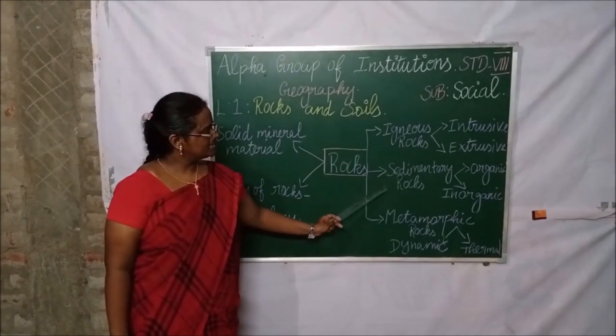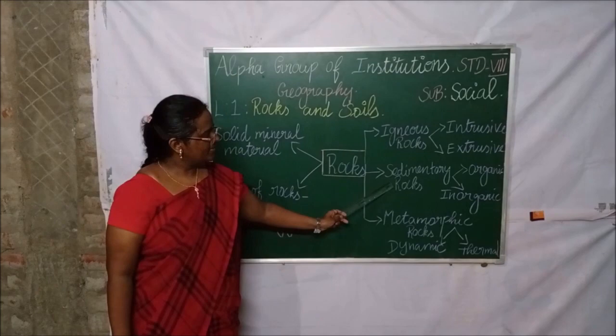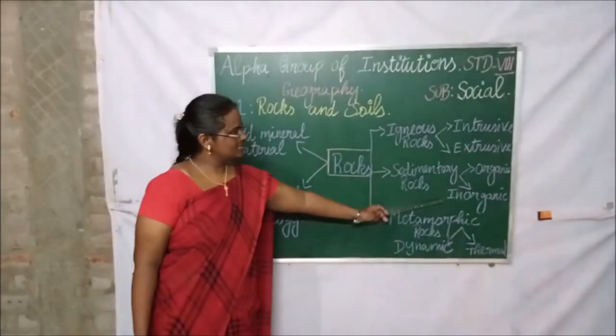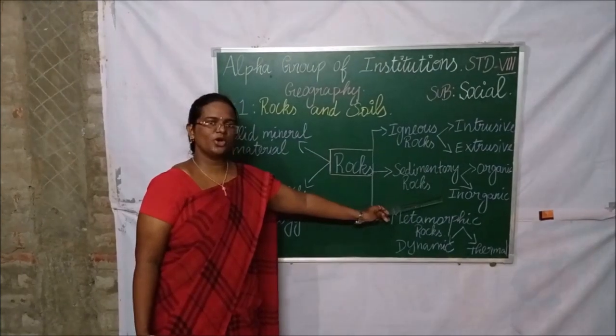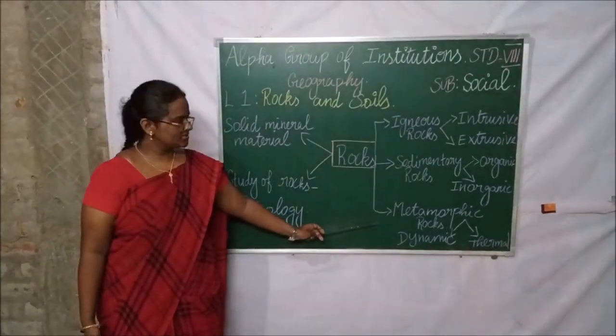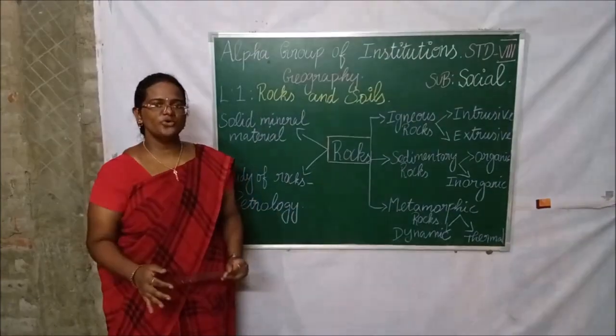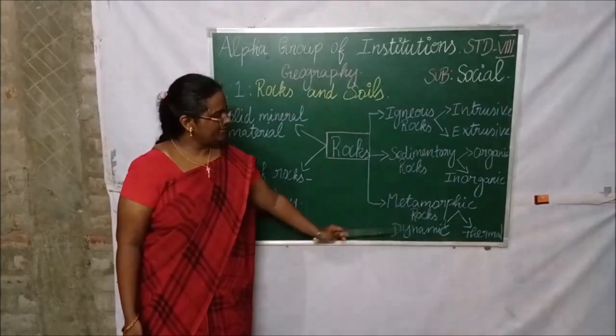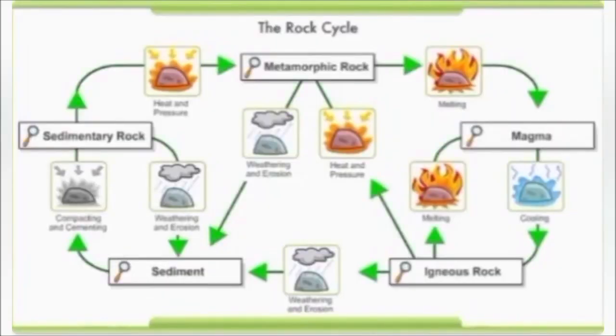Then we have sedimentary rocks. Sedimentary rocks are also classified into two, that is organic and inorganic. Then we have metamorphic rocks. Metamorphic rocks are also further subdivided into two, that is dynamic and thermal. Now we are going to see the pictorial representation of the rock cycle.